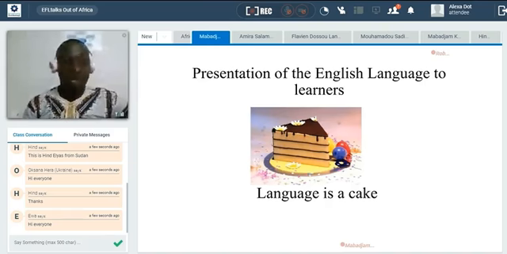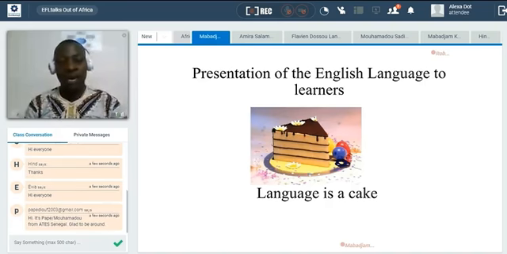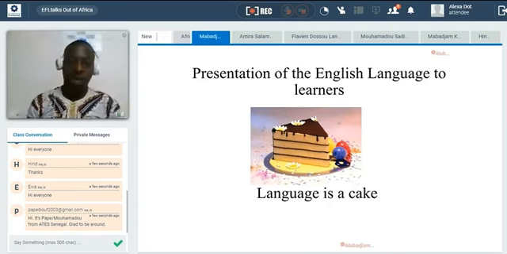How is the language presented to the learners on the first day? We say language is a cake. Language is a cake. That means it depends upon the way that the teacher is presenting the language that can determine whether the students get involved or interested in that language or not. So when the language is presented in a very interesting way, in a very clean way, in a very attractive way, students are more engaged in the language classroom.